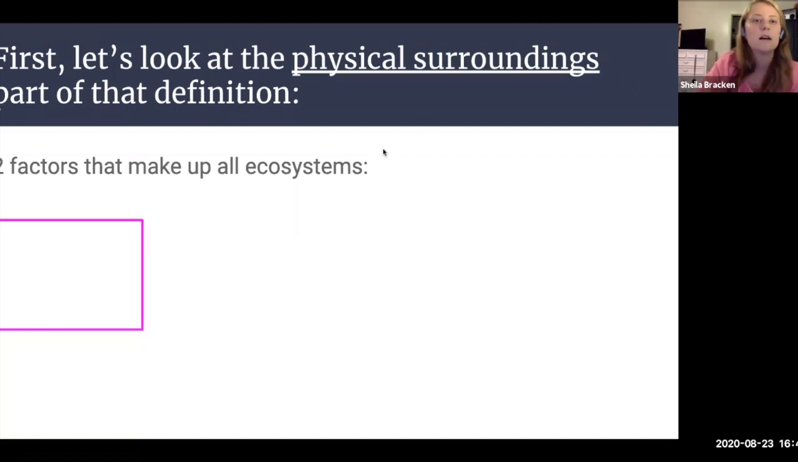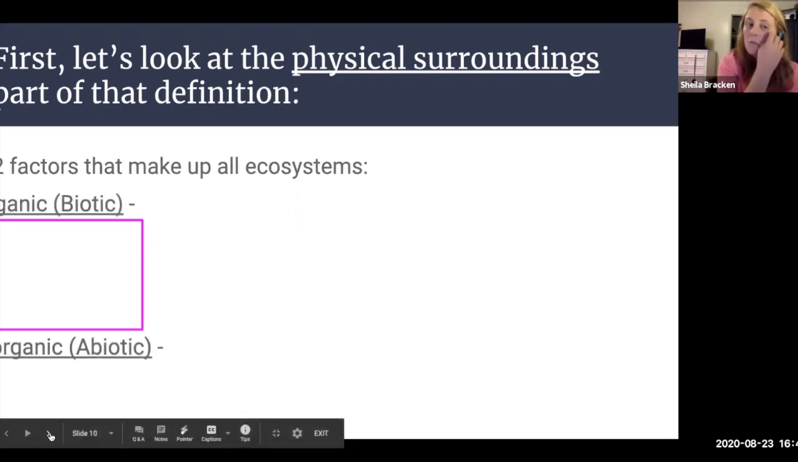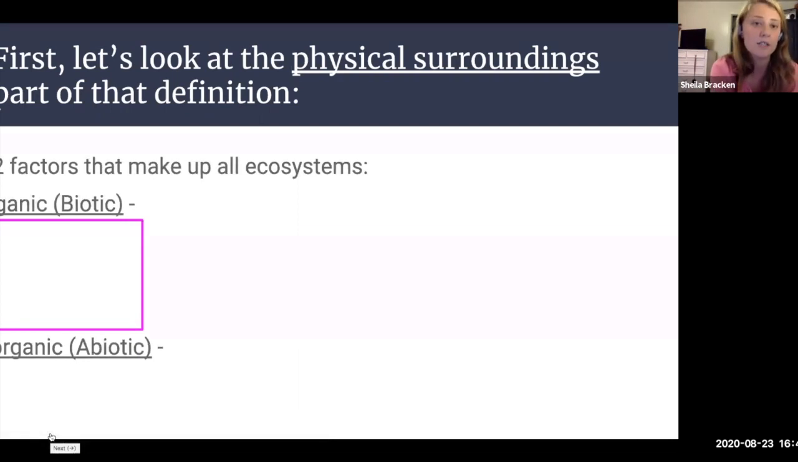So let's see. First, we're going to take a look at the physical surroundings part of that definition, right? Because remember I said it's all the communities, right? The different populations made up of individuals interacting with physical parts of their ecosystem. So there are two factors that make up all ecosystems. We have organic, or what you might remember as biotic factors, right?